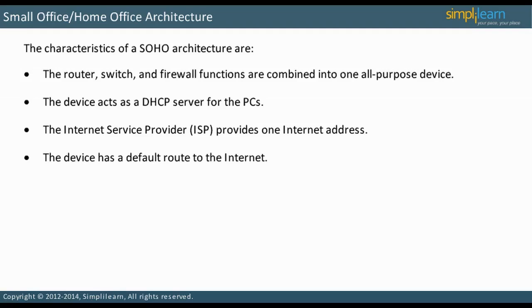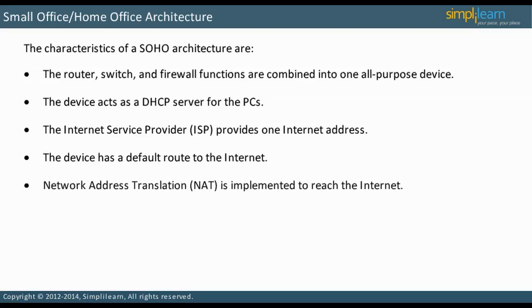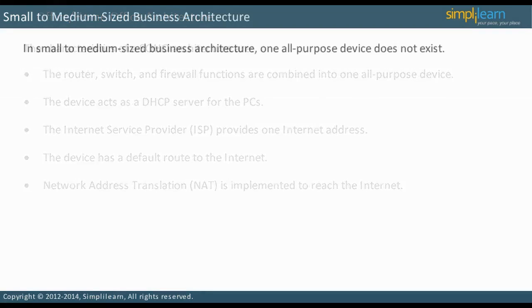The device has a default route to the Internet. This means that if the device has no specific route for a destination IP address, the packet is sent to the Internet. Network Address Translation, NAT, is implemented to allow network devices to reach the Internet. In the next slide, let us focus on small to medium-sized business architecture.